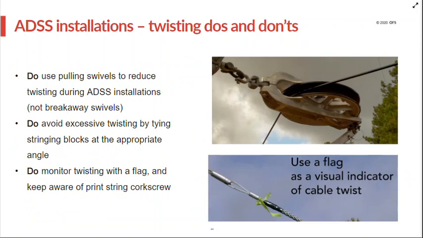So, we don't recommend the use of breakaway swivels. Do avoid excessive twisting by tying the string block up at the appropriate angle. You can see an example of that in this upper picture. Another thing, which you can see in the lower picture, is to monitor twisting with a flag. You can also be aware of print string corkscrew. If you start to see the print string getting deformed, or you see a tremendous amount of twisting, beyond normal twisting, then you certainly need to stop the pull and reset the pulling of those stringing blocks.